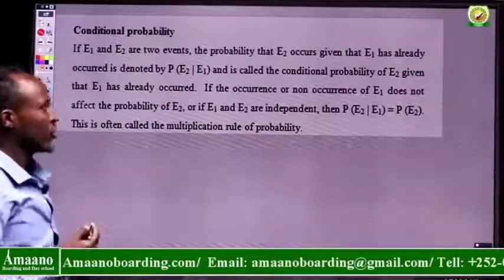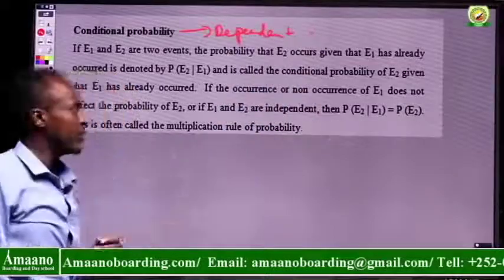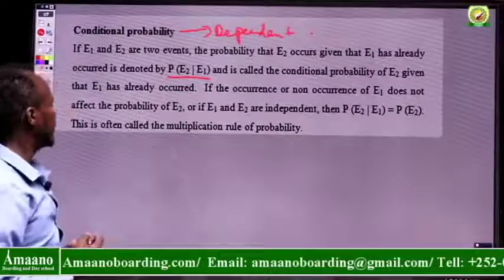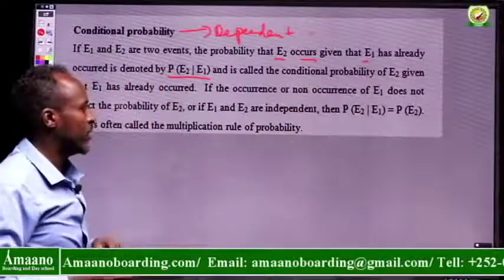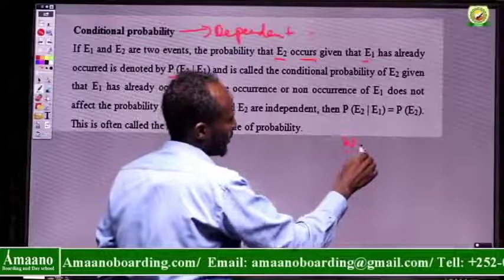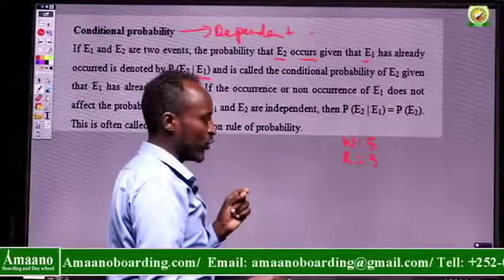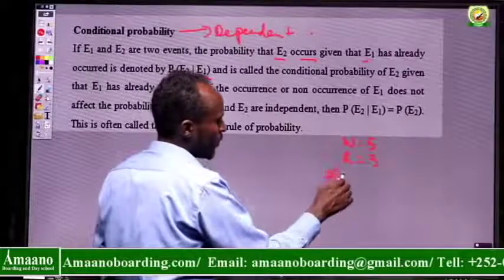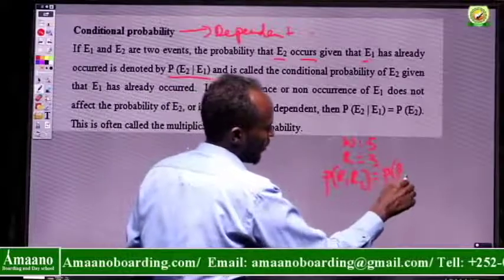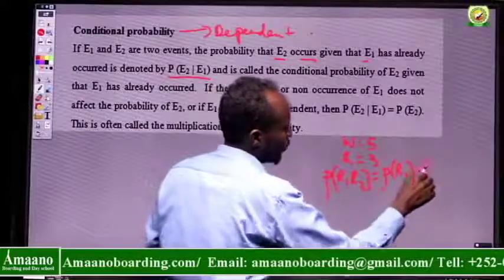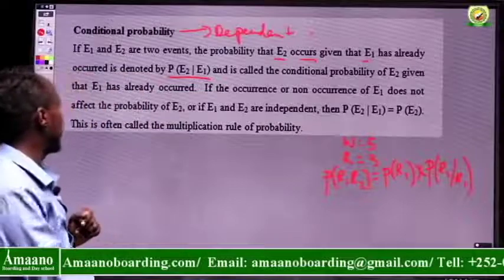Let us see what conditional probability is. Conditional probability is only for dependent events. If E1 and E2 are 2 events, we find the probability of E2 occurring given that E1 has already occurred. Look, in a box we have 5 white balls and 3 red balls. If 2 balls are removed from the box without replacement, and we are asked to find the probability of getting R1 first and R2 second, it is the probability of getting R1, red the first time, times the probability of getting R2, given that R1 has already occurred. That's conditional probability.